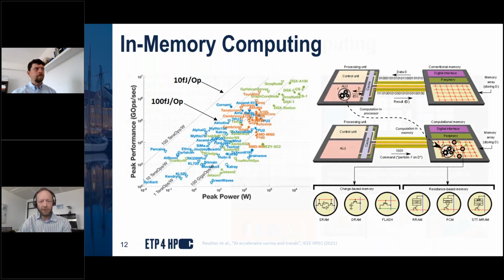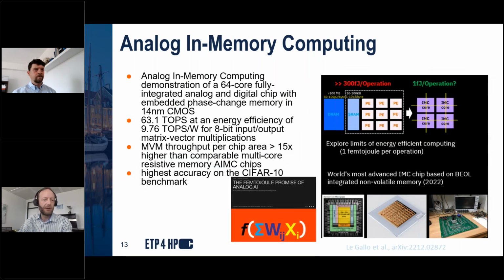Now, let me show you a concrete example as an illustration of the work that indicates that there is potential for that. There was recently a demonstration of a 64-core fully integrated, so mixed analog and digital signal processing on a chip, a CMOS chip with back-end-of-the-line integration of phase change memory. That is essentially the non-volatile memory component that is used for computational purposes. This is 14 nanometer CMOS technology, and the results are staggering, right? Reaching close to 10 teraops per watt, which is substantial if you compare that to conventional accelerators today.